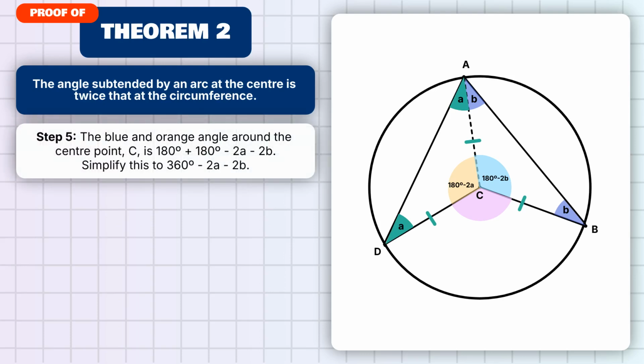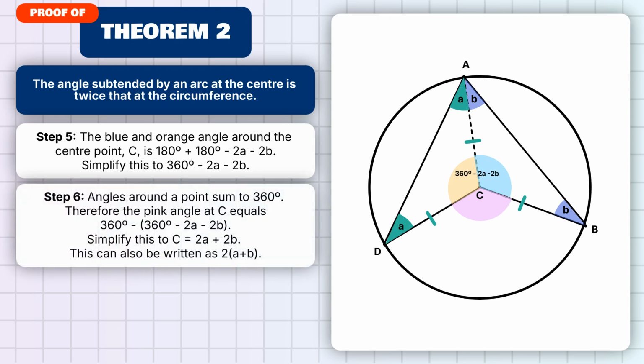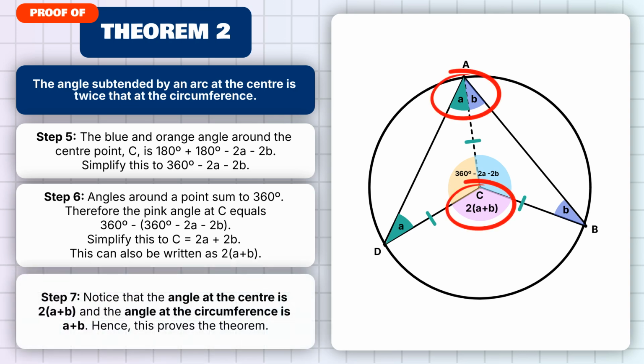The angle around C, made up of the orange and blue angles, is 180 degrees plus 180 degrees minus 2a minus 2b. Let's simplify this as 360 minus 2a minus 2b. Remember that angles around a point add to 360, so we can label the pink angle as 2a plus 2b. We can then simplify this to 2 brackets a plus b. Looking at our full diagram, notice this feature. The angle subtended by an arc at the center is twice that at the circumference. This is precisely what we wanted to prove.